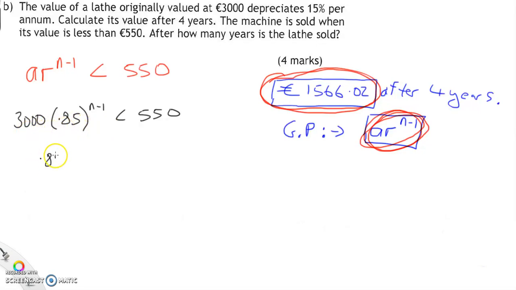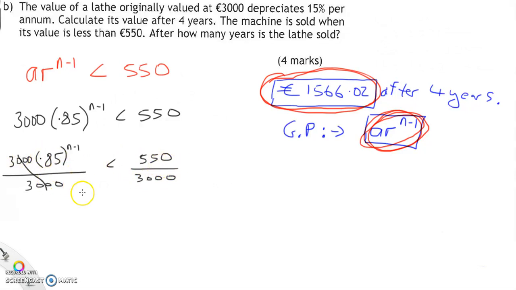So I'll have 0.85 to the power of n minus 1. And I have 3000, I can write it in there still. I'm dividing all that side by 3000. So in order to keep things true in the universe here, we must divide both sides by 3000. So the 3000s will cancel here, and we're left with 0.85 to the power of n minus 1 less than 5 over 3. What's 5 over 3? Well, we can leave it as 5 over 3.